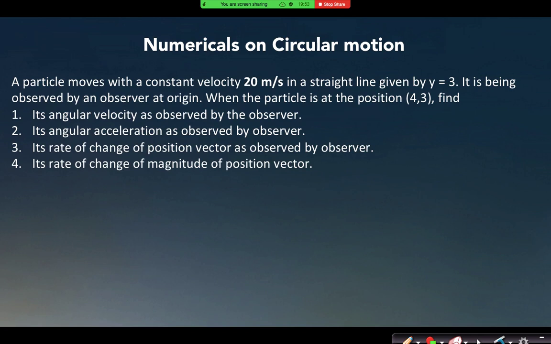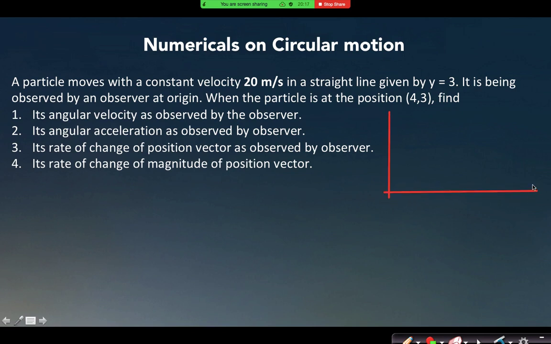So the question is, a particle moves with a constant velocity 20 meter per second in a straight line given by y equal to 3. It is being observed by an observer at origin. When the particle is at a position 4, 3, find its angular velocity, acceleration, and different things I have to find. Now the question is that if I again draw the situation, what is happening here.